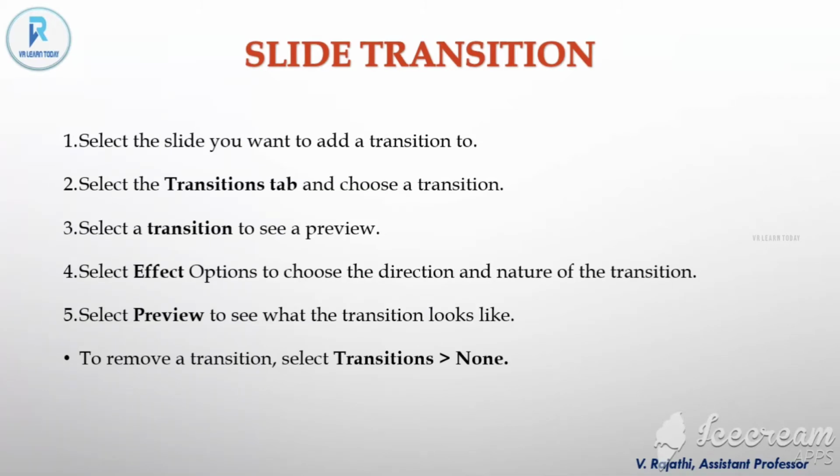So next one is slide transition. Select the slides you want to add transitions to, select the Transitions tab, choose a transition, and select the transition to preview. You are not going to click, you just select the transition to view the preview. Select Effect Options and then select Preview. If you don't want any transition, you just click on None in Transitions and run.